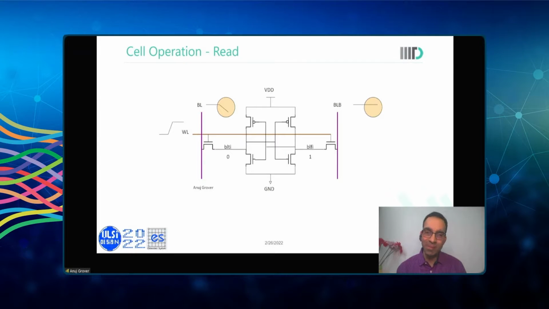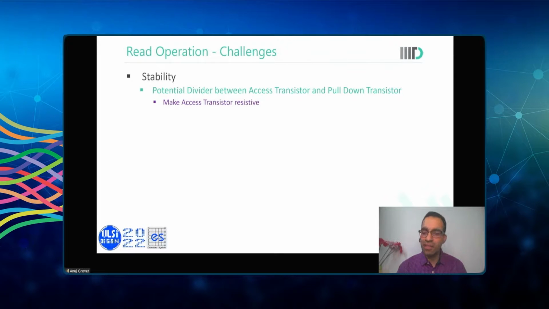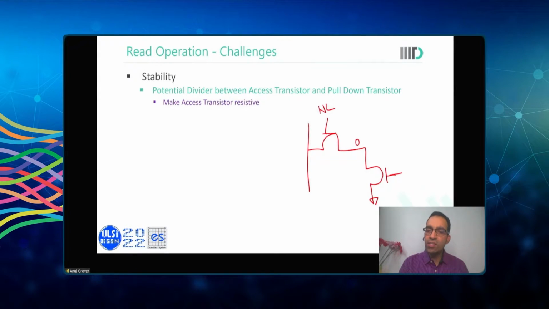However, it's not as simple, in the sense that there are challenges involved. The first challenge is that of stability. See, when we say that there is a 0 stored here and we take the word line to a high level, what we are essentially saying is that some current will flow due to which the bit line will discharge. Now, for the flow of any current to happen, this 0 has to go to some value other than 0 so that there is some VDS across this device, the pull-down device. Otherwise, there can be no flow of current.